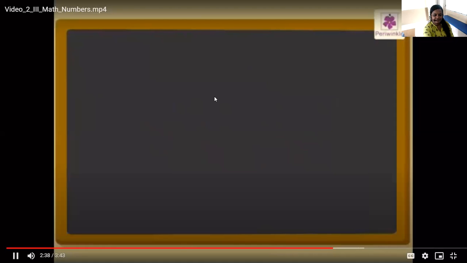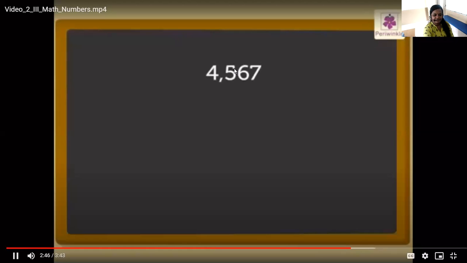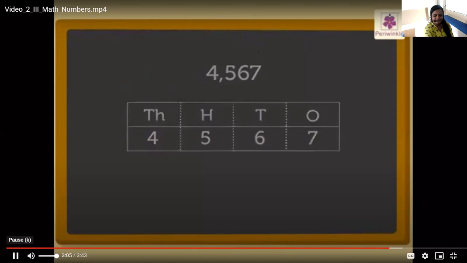Now, let us look at how to read 4-digit numbers. Look at the number 4, 5, 6, 7. Place each digit of the number in the place value chart. Could you tell me how we would read this number 4, 5, 6, 7? Yes, it is 4567. Now, let us read it. 4567.